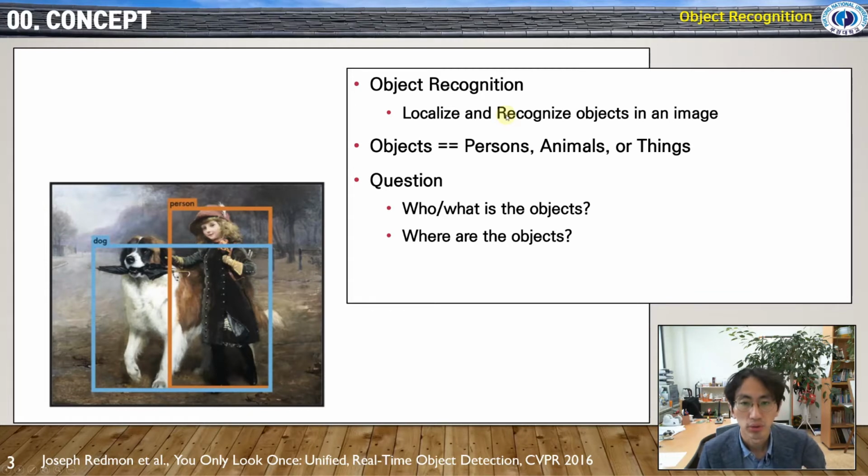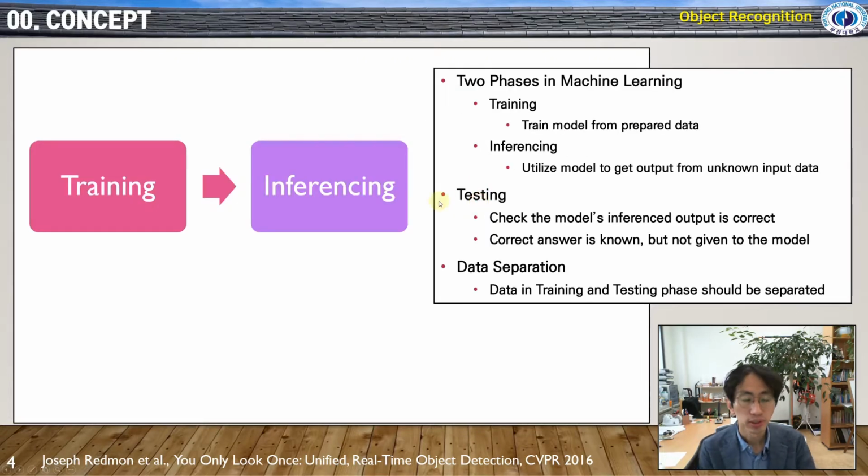Recognizing is to understand what or who it is, who he was or who she was. We need to know whether this is a person or an animal or a thing, or maybe we can distinguish who the person is, the name, or any other specific things we need to recognize. That is the recognition. So this was the concept of object recognition.